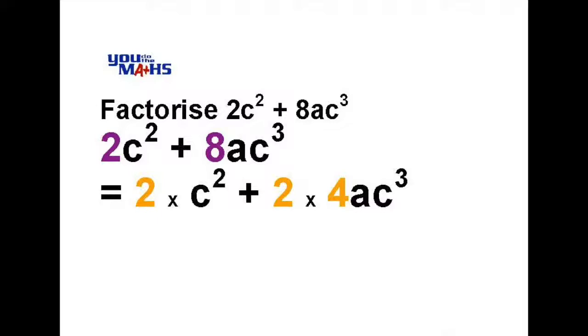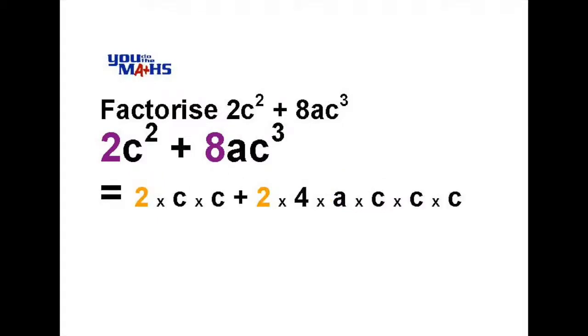With the letters, it's best to split them up. We can see that c squared means c multiplied by c, and ac cubed means we've got 3 c's being multiplied together next to the a. By doing that, we can see that we've got in the letters 2 c's that are common to both terms. So we've got a c multiplied by c.